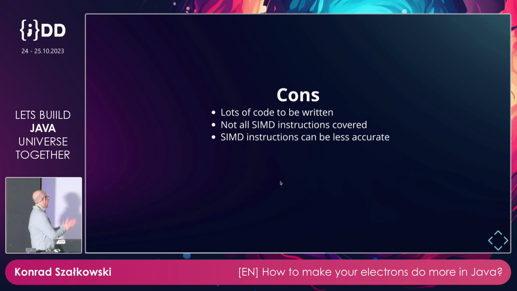Okay, so cons of the Vector API. Lots of code to be written. Yeah, this is a sad downside. Not all of the SIMD instructions are covered. Yeah, there's only a certain subset covered, however, quite a significant one in comparison to what we had before. And there's also a downside to the SIMD instructions in themselves. SIMD instructions can also be less accurate when it comes to results. However, there are certain applications, for example games, where this does not matter that much.